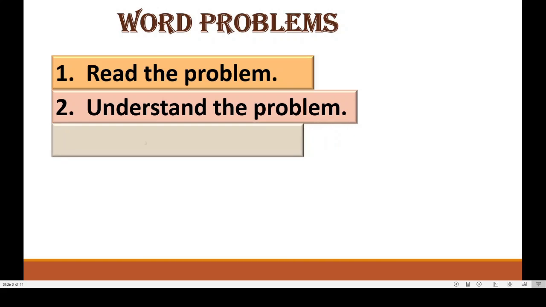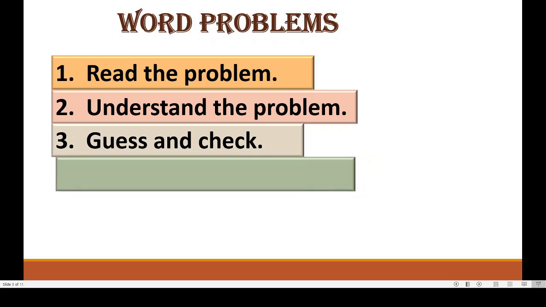The third step is guess and check. We have to guess and we have to check the given problem. Guessing means which method. If we do the addition, if it is asked about the total, then we must go for addition, isn't it? Like that we have to guess and check.